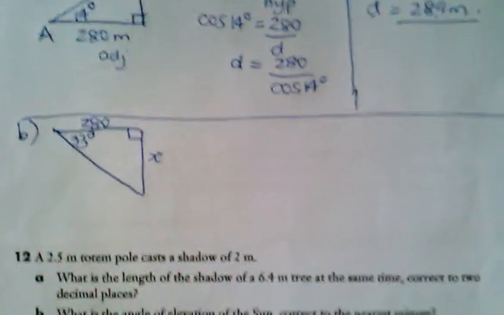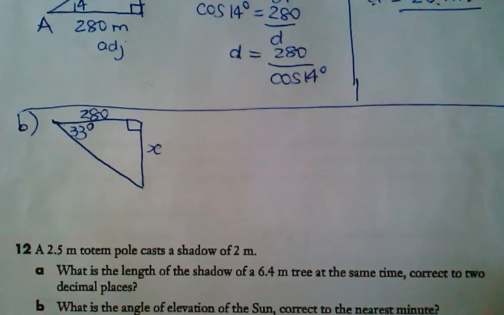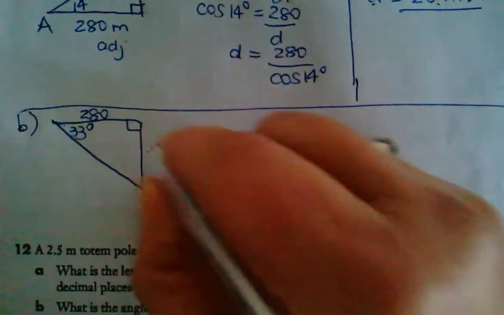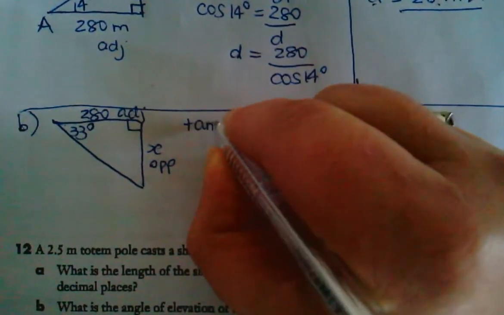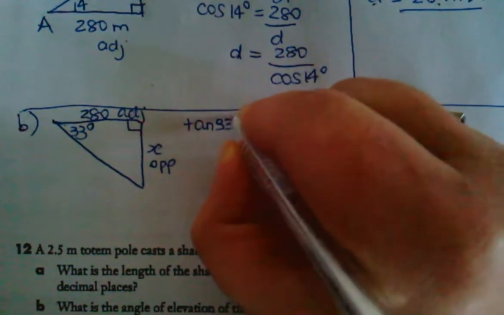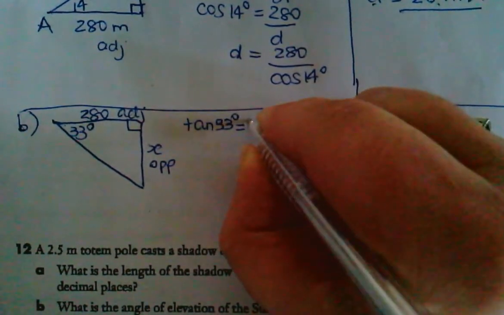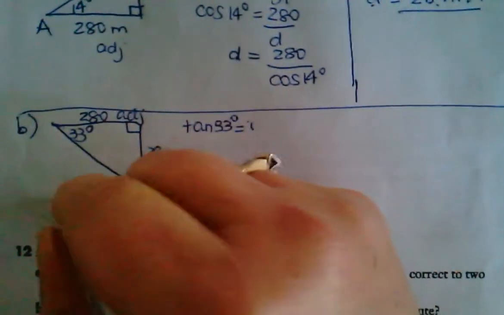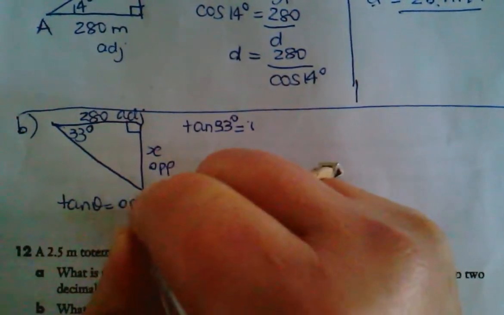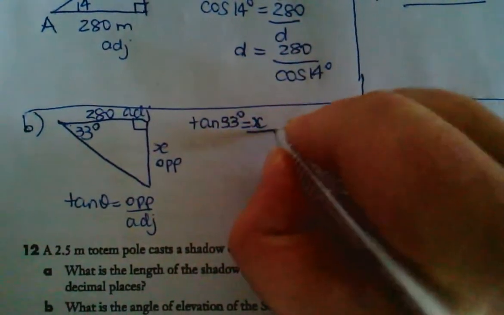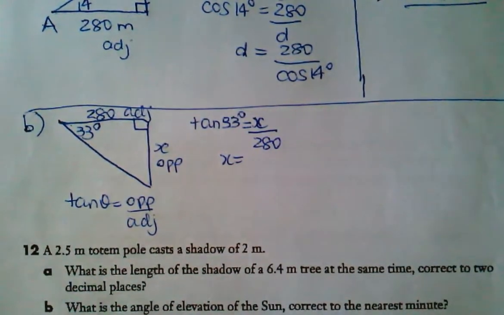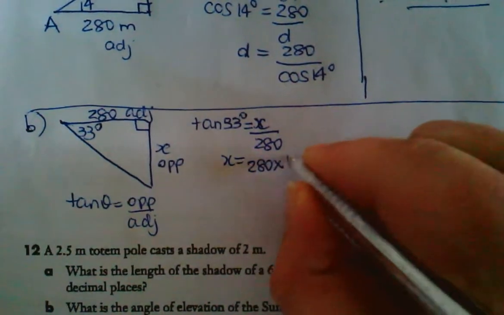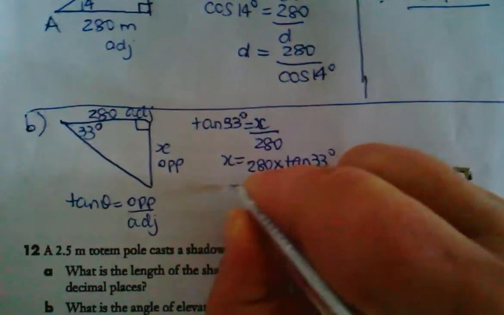All right, working with this bottom triangle first. What are we using? Sine, cos, or tan? We've got opposite, we've got adjacent. So we're going to use tan. Tan theta is opposite over adjacent. Tan 33 is x over 280. How do we do x? Times 280 times tan 33. You can work that out.